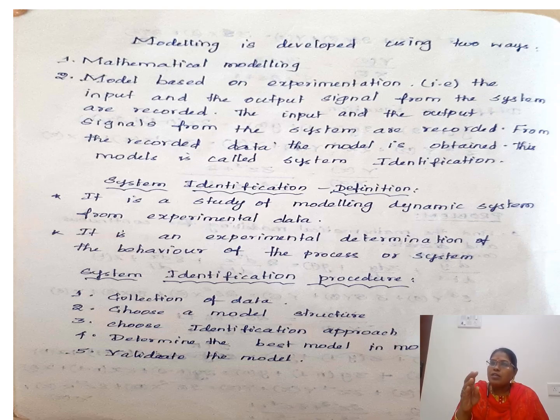After selecting the suitable identification approach, the next step is to determine the best model. From the online and offline, or both the open and closed loop, you have to choose which is the best model. After finding the best model, we have to validate. Validating is nothing but comparing with the real model and finding the error. That error has to be reduced by applying online and offline methods. So this is the procedure for system identification.